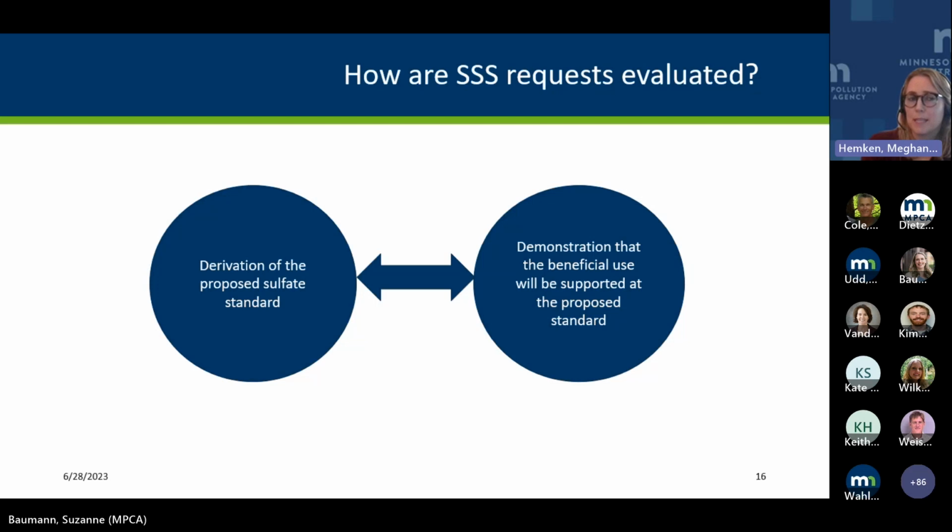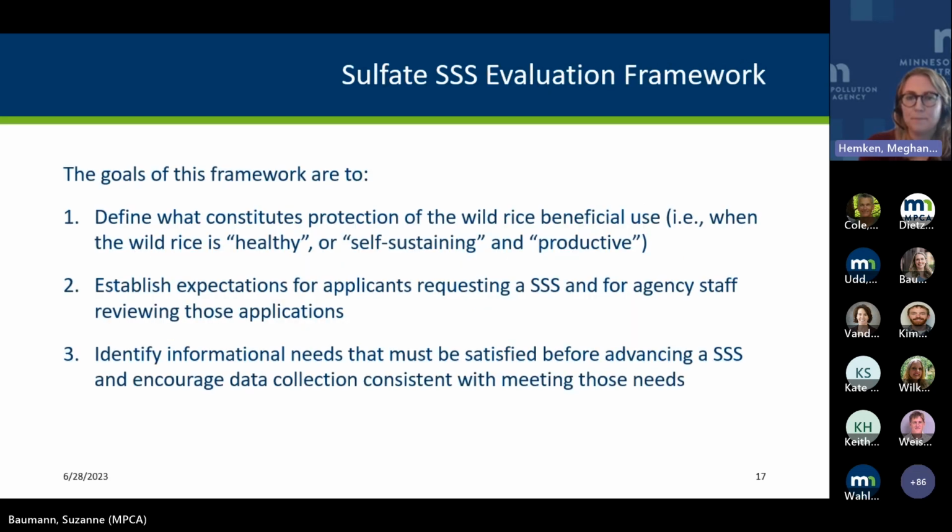So PCA anticipates a number of these applications, and while reviewing the first few, we recognized that we needed a better means of defining this process for both those who choose to pursue an application and for ourselves to better review them. So we developed this framework that has been shared with you in preparation for this meeting and is available on our website.